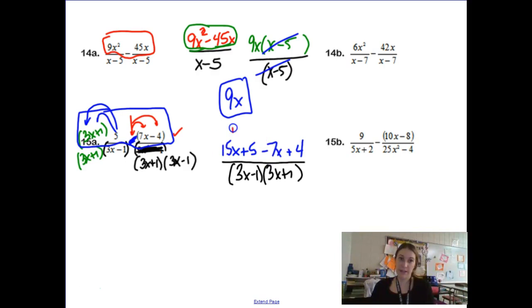So after we simplify and collect our like terms here and here, what do we get here? That's an 8x plus 9, which doesn't factor. That makes me so happy. 3x minus 1 times 3x plus 1, any order on that denominator.